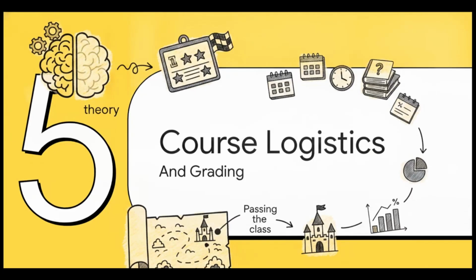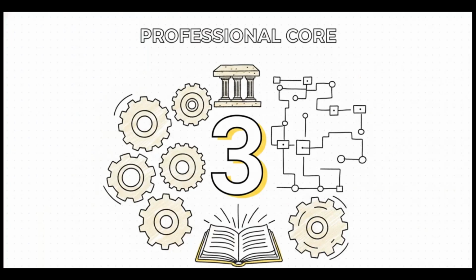Section 5. Course Logistics and Grading. Look, mastering the theory is really only half the battle. Now we need to map out exactly how you're going to pass this class. First off, this course carries a weight of 3 credits. It is a professional core course, which means it's absolutely foundational to your engineering degree.